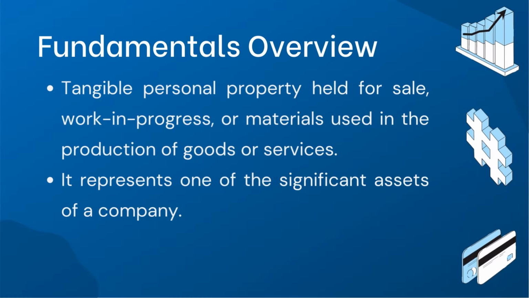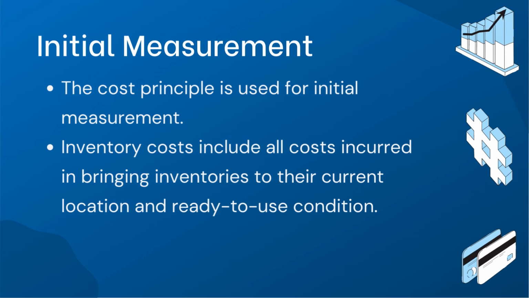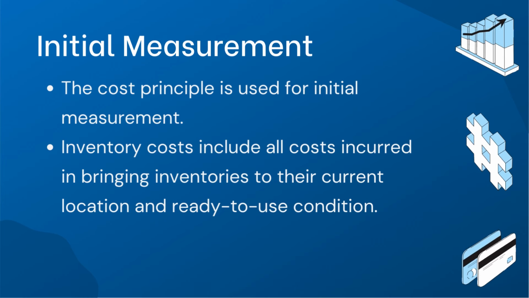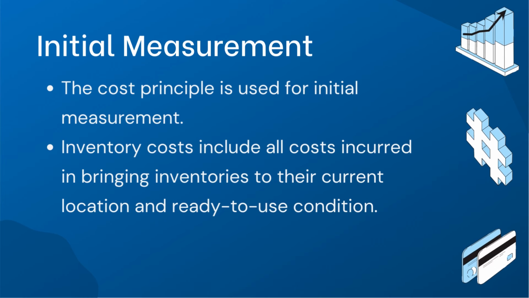Inventory is the tangible personal property held for sale, work in progress, or materials used in production. It's classified as a current asset and includes goods purchased for resale or used in manufacturing. To measure inventory, we use the cost basis, which includes all costs incurred in acquiring and preparing the inventories for use. This involves factors like purchase price, taxes, handling, and transportation costs.